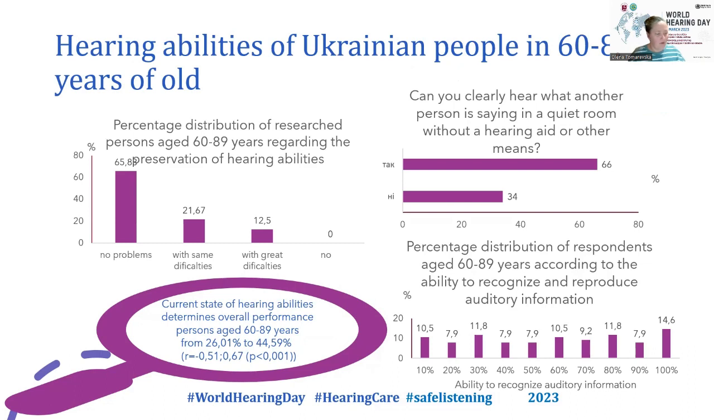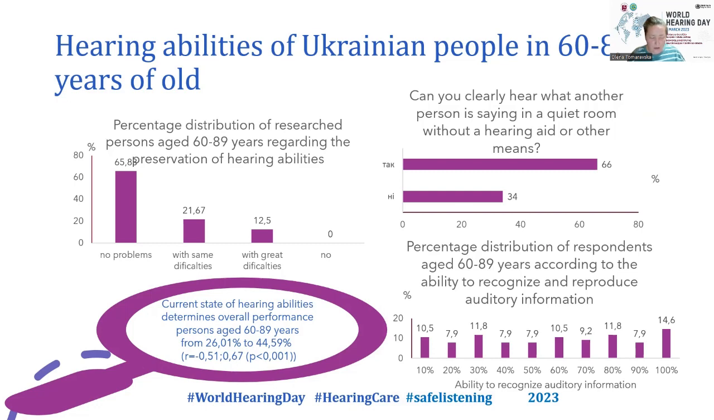The younger cohort, from 60 to 89 years old, has generally satisfactory hearing capabilities. Thus, almost 66% of people have no problems with hearing. 22% have some difficulties, and 13% have great difficulties. It was very rare to meet people who are completely deaf.